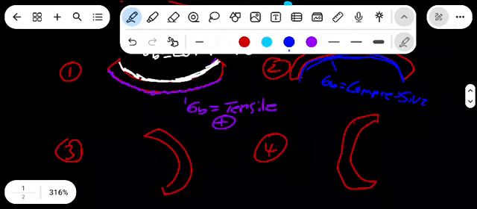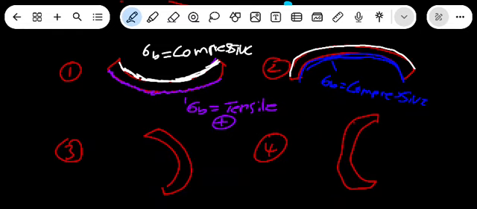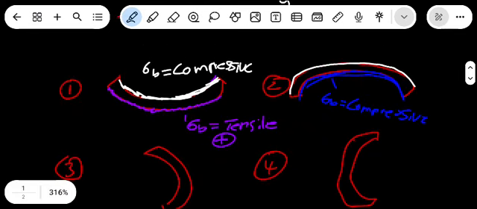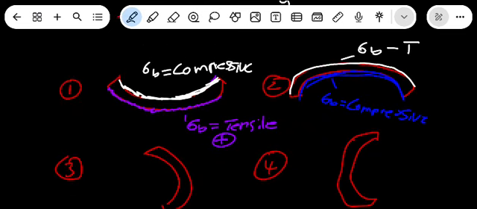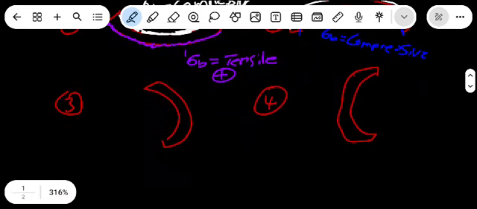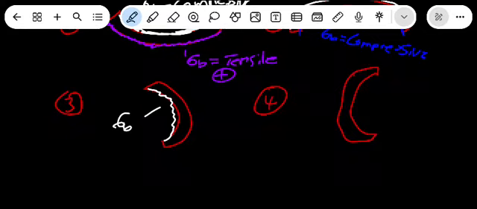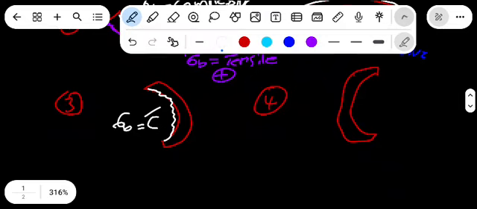Then the bending stress in this portion, going from there to this side, will be what? The bending stress here will be tensile. I'll just say T for tensile. Coming to this side, this bending stress will be what? Compressive. I'll write it as C.